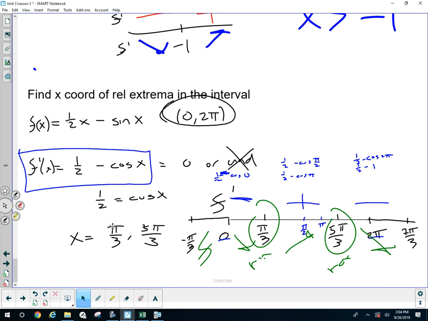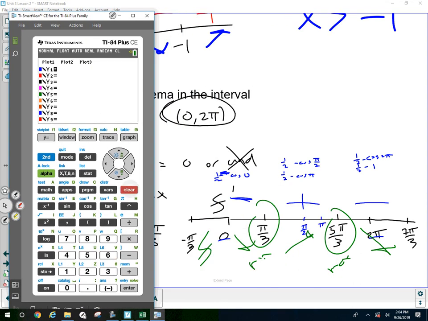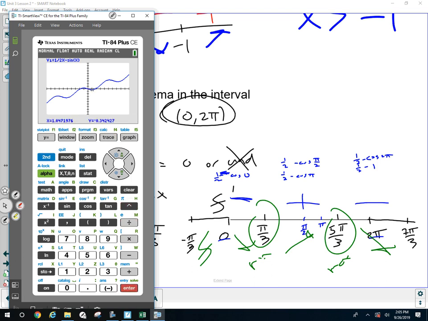I'm going to graph this for fun to see that. 1/2 x minus sine x. Make sure your calculator's in radian mode if you're ever checking. So beautiful. At pi over 3, minimum. At 5 pi over 3, maximum. It's pretty cool how the graph looks with this 1/2 x attached to it.